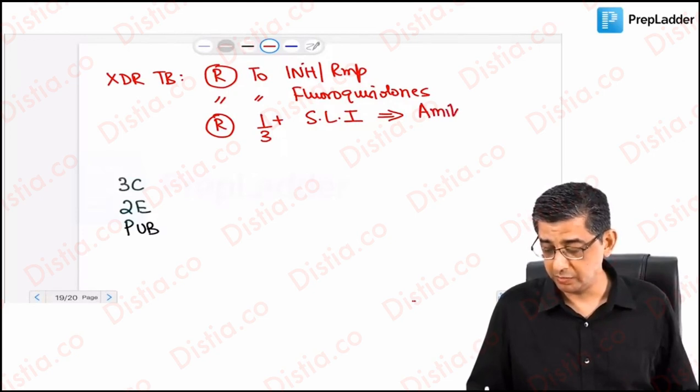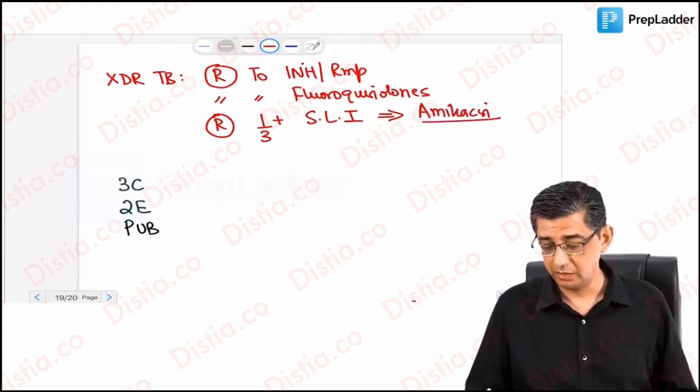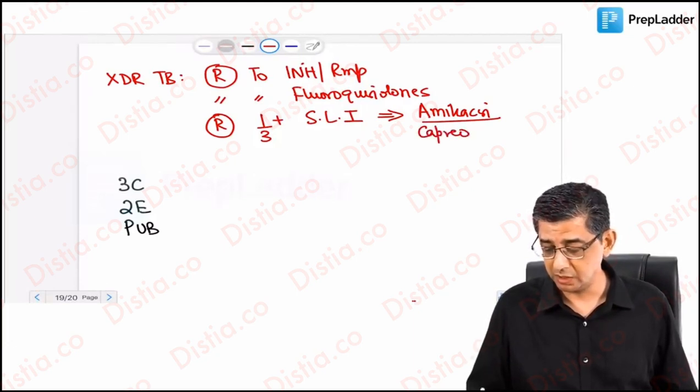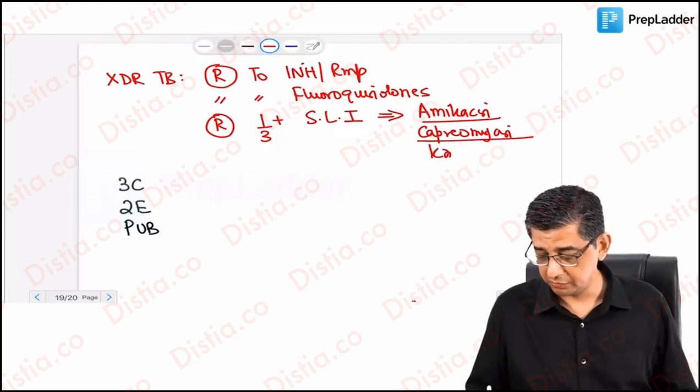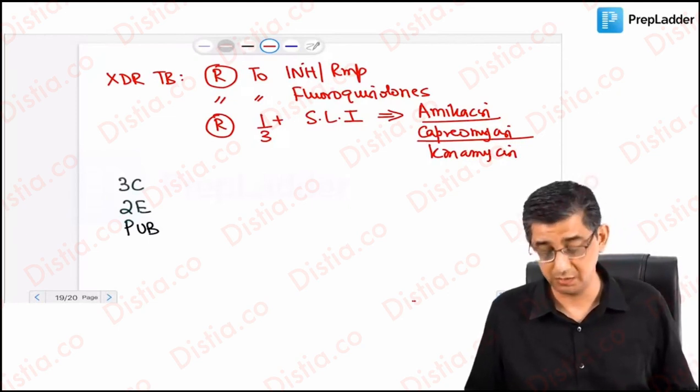Alphabet A would stand for amikacin. Again, the advantage of amikacin is that a once a day shot is required. Then C would stand for capreomycin and K would stand for kanamycin. I want you to remember the definition of XDR-TB, which is going to be resistance to first line drugs, second line fluoroquinolones, as well as second line injectables as well.